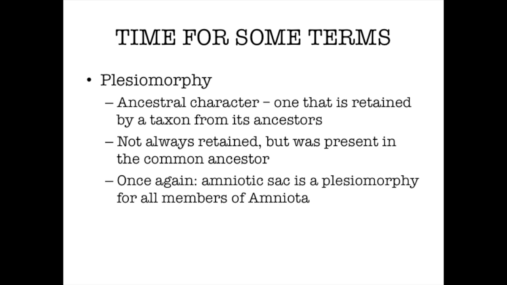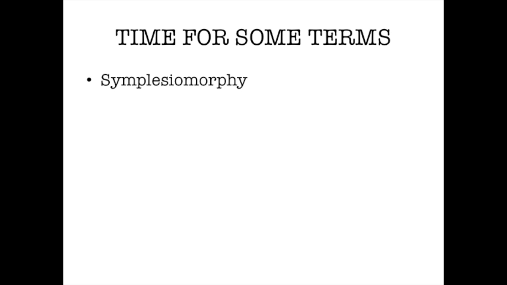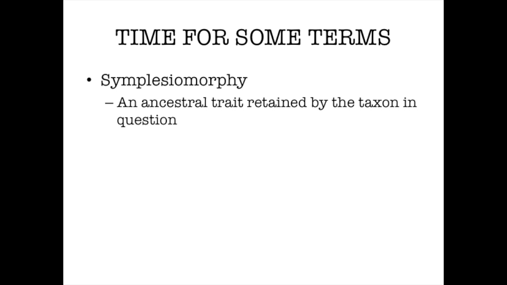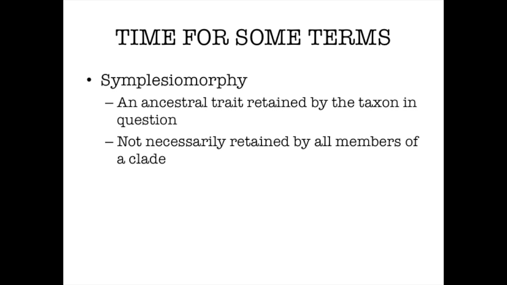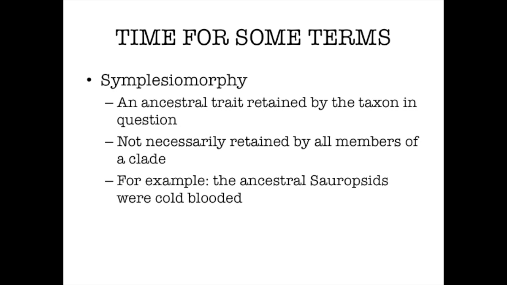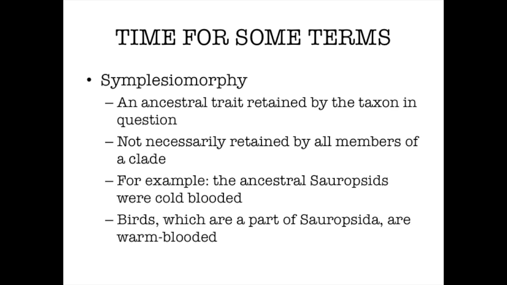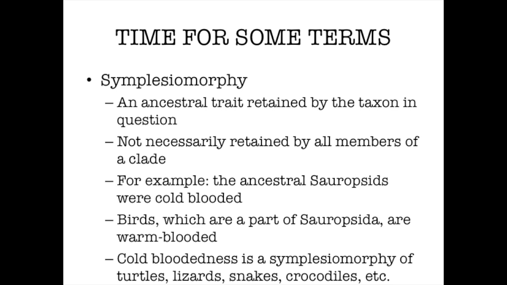For example, an amniotic sac is the plesiomorphy for all members of Amniota. Now, a simple plesiomorphy is a kind of plesiomorphy, which is an ancestral trait that is retained by the taxon you're looking at. It is not necessarily retained by all members of a clade. For example, the ancestral sauropsids were cold-blooded, but birds, which are a part of Sauropsida, are warm-blooded. So cold-bloodedness is a simple plesiomorphy of traditional reptiles.